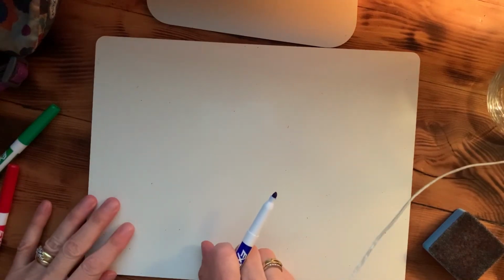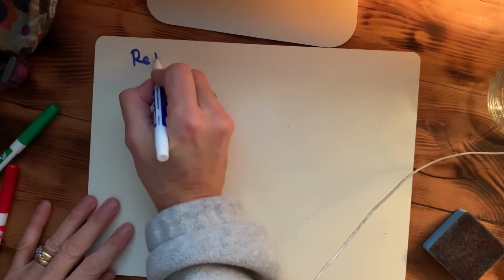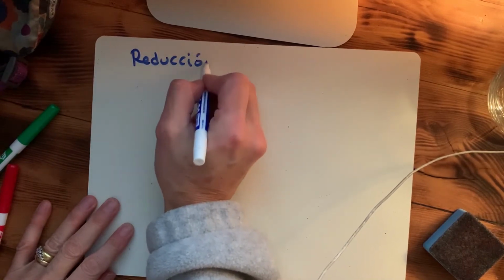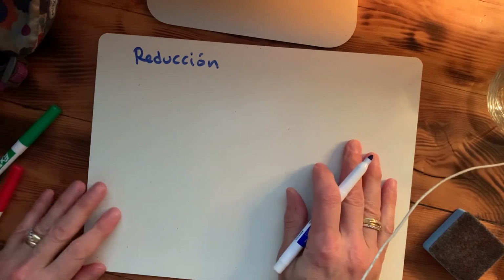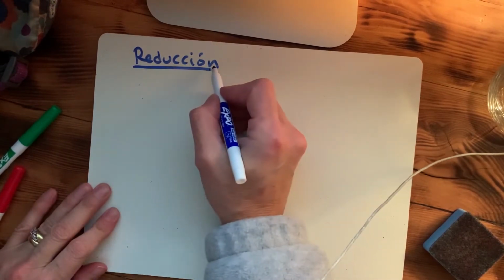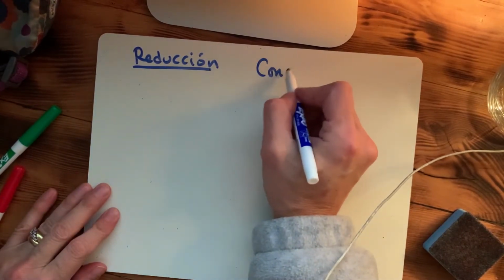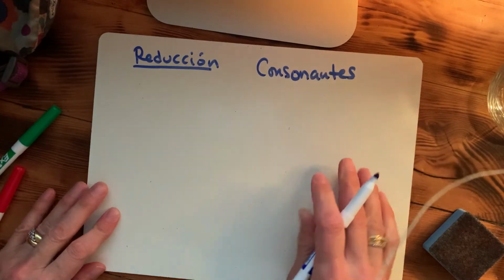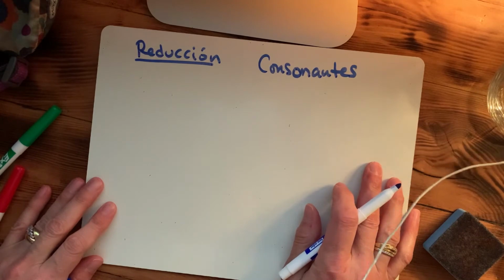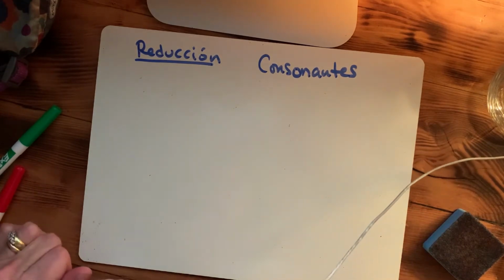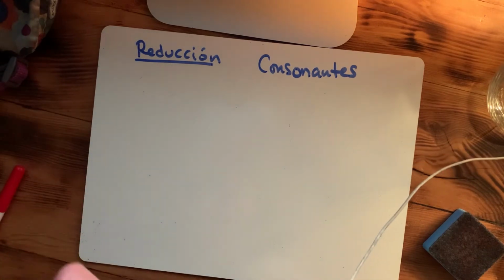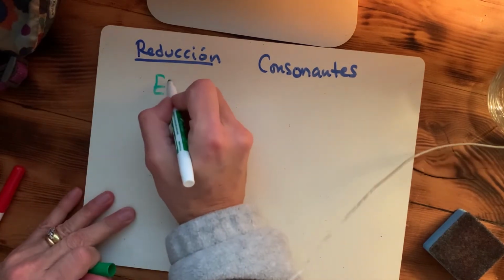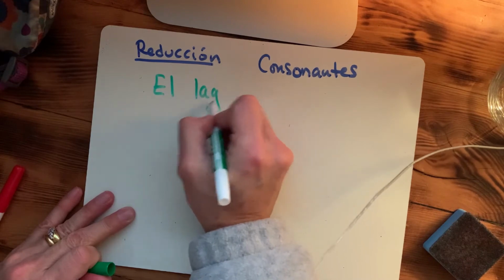Here I'm going to show you the second part of chapter 5, talking about reducción. We're going to have two parts to this. The first one is the reduction of consonants. These are basically when there are two repeating consonants next to each other, you eliminate one, because in fluid speech you don't hear two repeating consonants in Spanish.